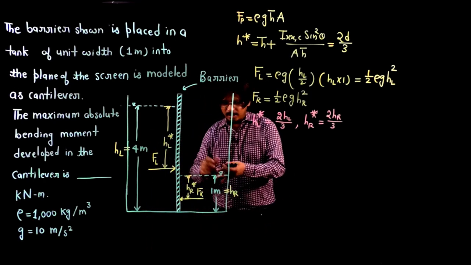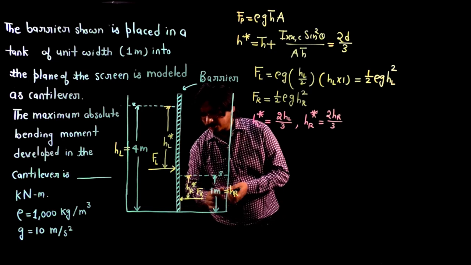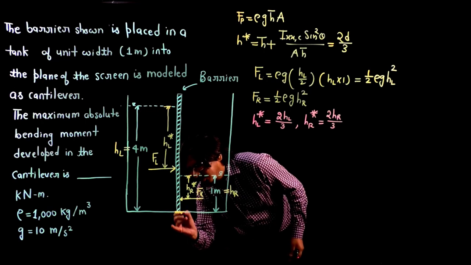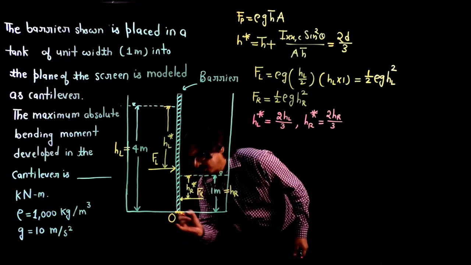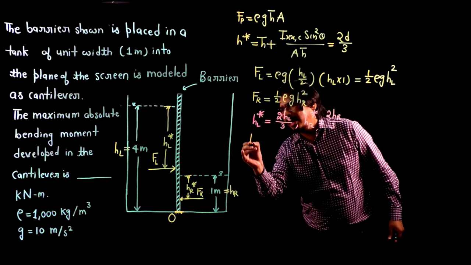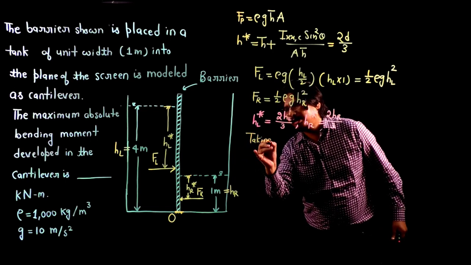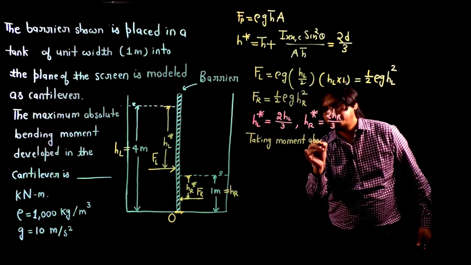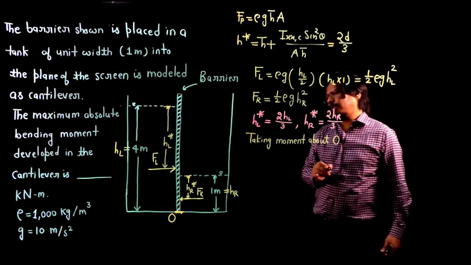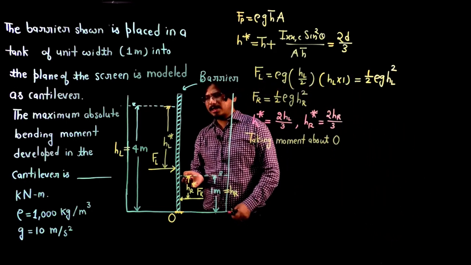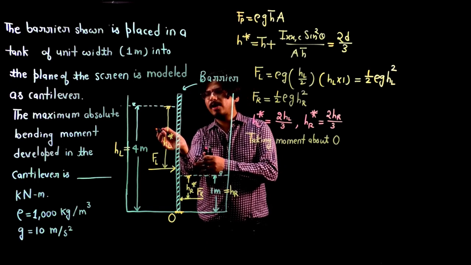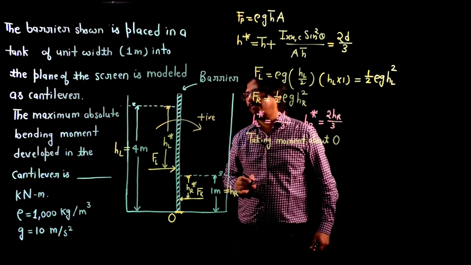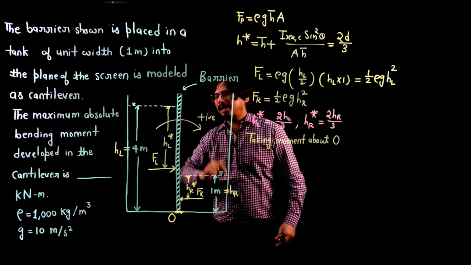Now look at here, my friend, this part is the fixed surface. So let me take the moment about this. Let me say it is point O. So let me take moments about O. Let me say clockwise moment is positive and anti-clockwise moment is negative.